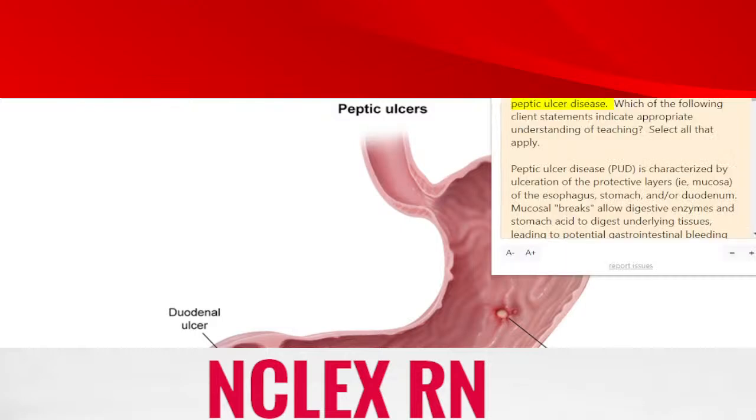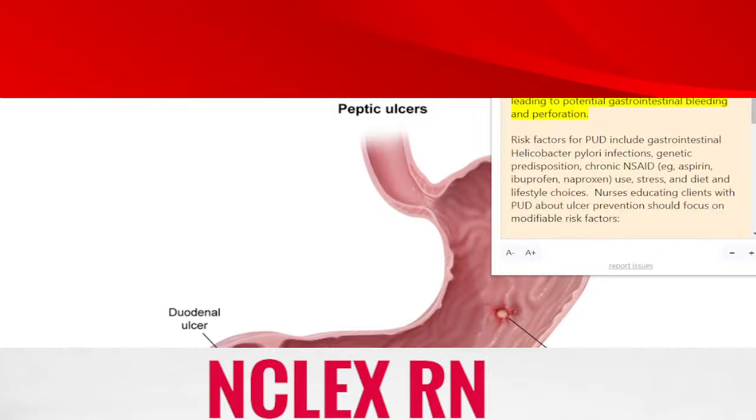The nurse is reinforcing teaching about ulcer prevention with a client newly diagnosed with peptic ulcer disease. Which of the following client statements indicate appropriate understanding of teaching? Select all that apply. Peptic ulcer disease, PUD, is characterized by ulceration of the protective layers, i.e., mucosa, of the esophagus, stomach, and/or duodenum. Mucosal breaks allow digestive enzymes and stomach acid to digest underlying tissues, leading to potential gastrointestinal bleeding and perforation.